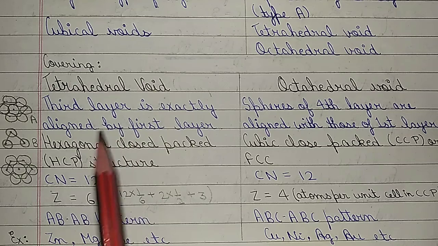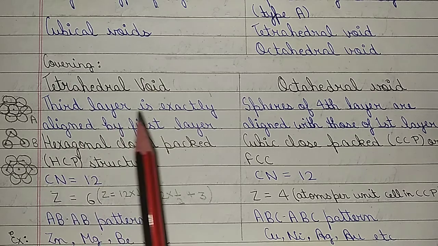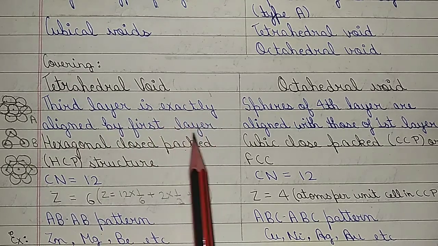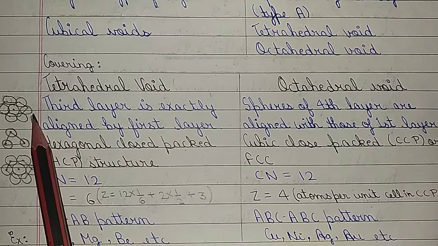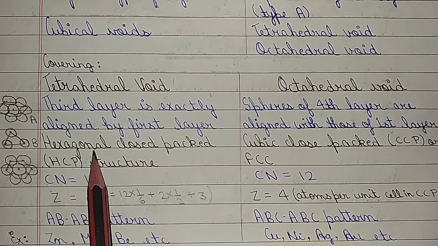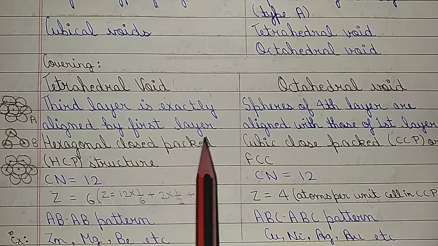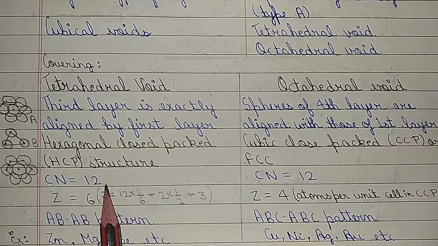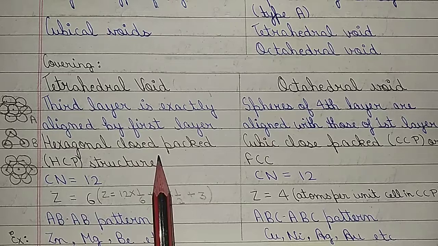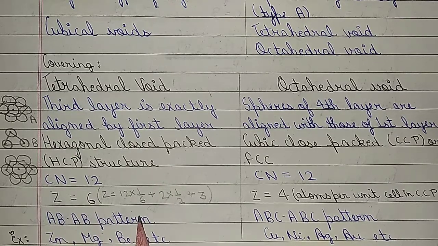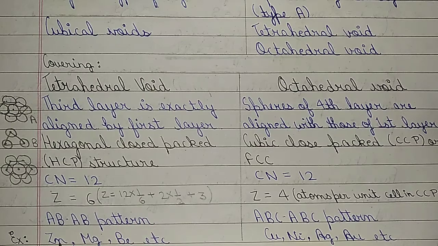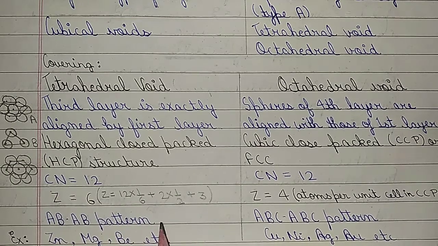Covering tetrahedral voids: in tetrahedral voids, the third layer is exactly aligned with the first layer. Like this is the first layer, this is the second layer and this is the third layer. Here we can see that the third layer is exactly aligned with the first layer. The structure which is formed is known as hexagonal close packed structure. Coordination number is equal to 12 and the atoms per unit cell in hexagonal close packed structure is equal to 6. The AB pattern is formed in this kind of packing. Examples are zinc, magnesium, beryllium, etc.